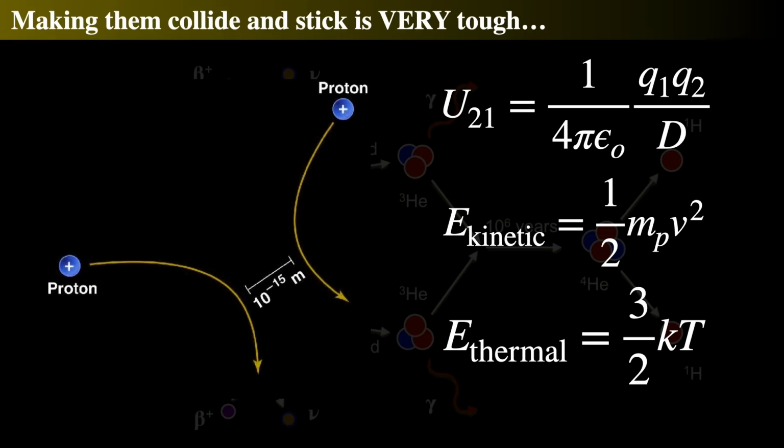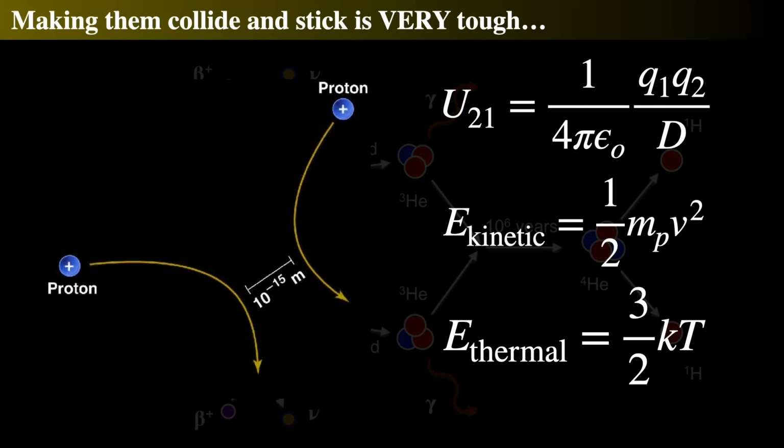The 1 over 4 pi epsilon sub naught is just the way we convert charge and distance into potential energy, and that's what the U sub 2,1 is: the potential energy of taking 2 protons, number 1 and number 2, and bringing them to a distance of 10 to the minus 15th meters from infinity. How much energy is created by that? What is the potential energy of them pushing apart? It's a pretty big energy.